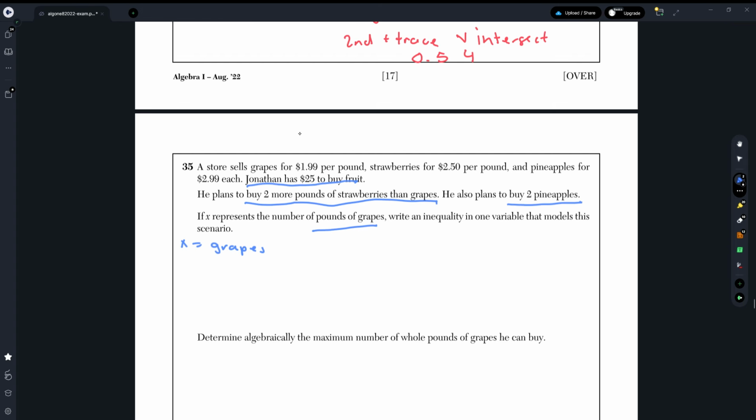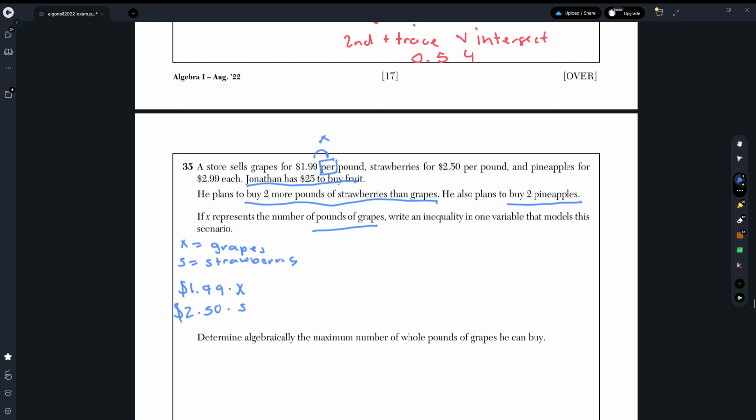I might as well define every other variable, so I'm going to say that s is equal to strawberries too. Right? So I'm just going to write down everything that was given to me. So it sells grapes for $1.99 per pound. Whenever I see per pound, that's the same thing as multiplying. So I'm going to do $1.99 times x, which is grapes. So x is g, right? And we're selling strawberries for $2.50 per pound. So we're going to have 2.5 or 250 times s. And we know that pineapple is just $2.99 each, right?